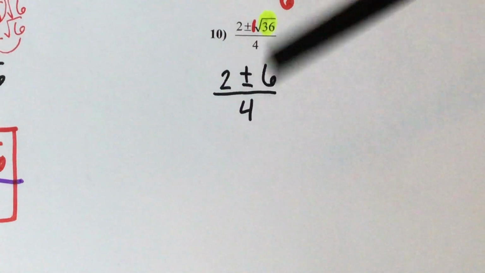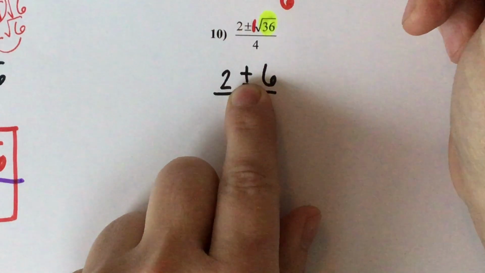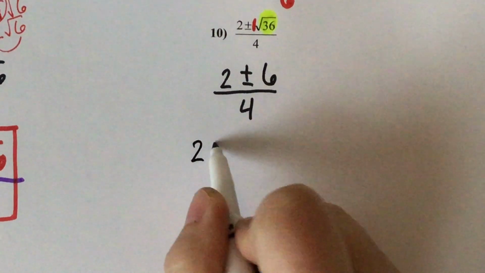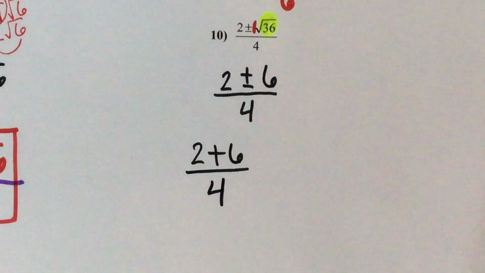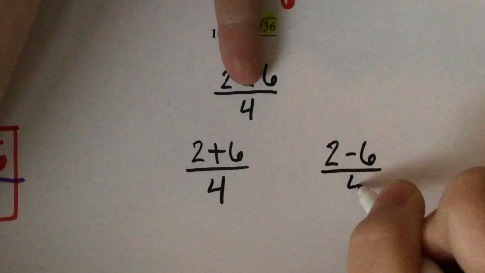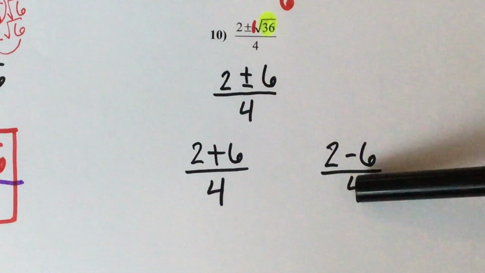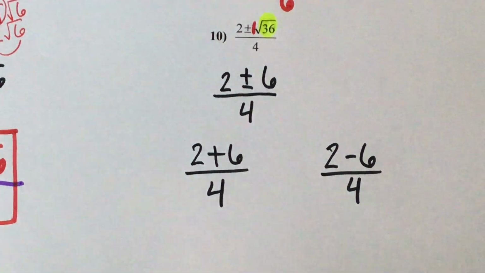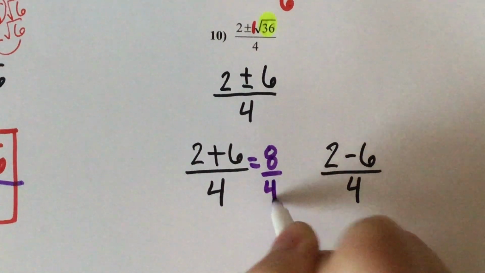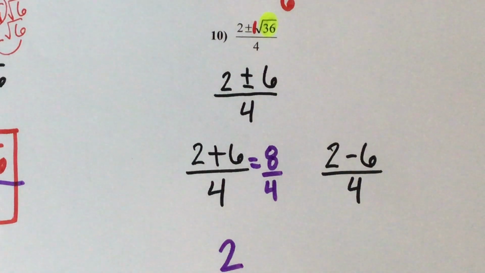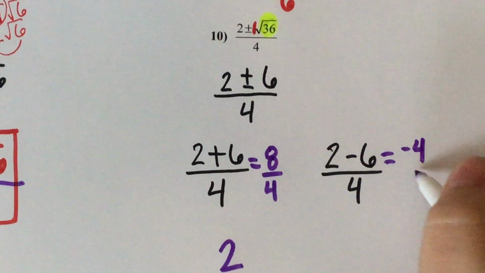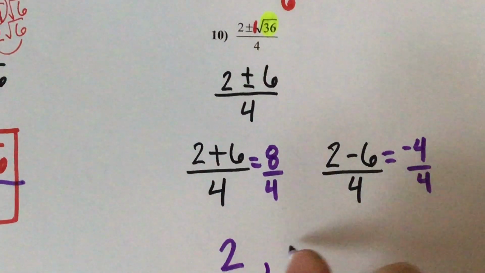If there's no square roots, then I can work it out first using the plus sign and then using the minus sign. So if I use the plus sign, that means I have 2 plus 6 over 4. And if I use the minus sign, that means I have 2 minus 6 over 4. So I'm going to work these two separate problems. What do you get if you take 2 plus 6? 8. And what's 8 over 4? 2. So one answer is a 2. Now let's do this one. What's 2 minus 6? Negative 4. And negative 4 divided by 4 makes negative 1.